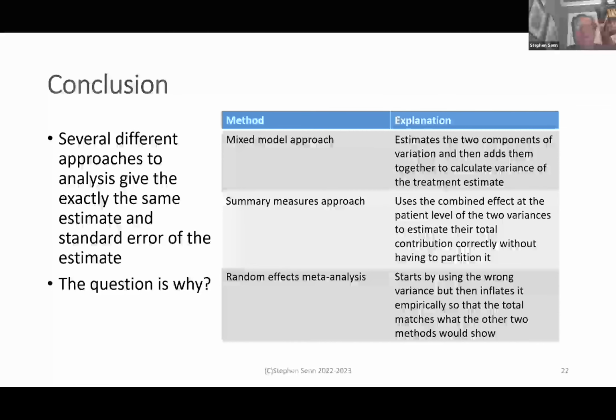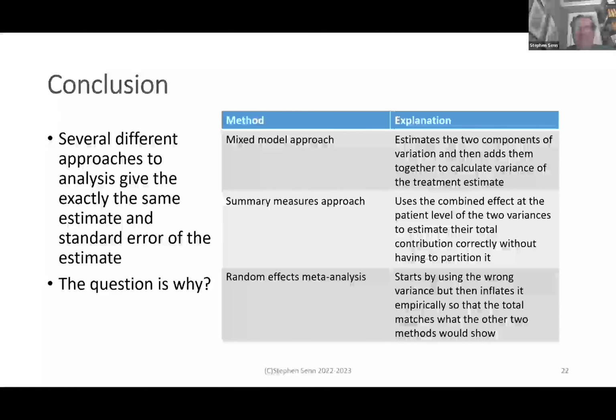So what can we conclude from this? Several different approaches to analysis give exactly the same estimate and standard error of the estimate. And these are the three approaches I've used: the mixed model approach, the summary measures approach, and the random effects meta-analysis approach. So the question is why? Why do they give the same answer?